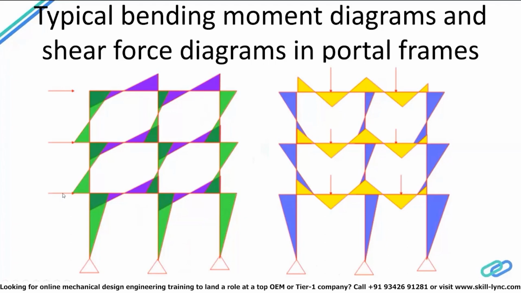This kind of moment diagram is what we typically see in a real life building whenever you apply this load. Whatever I've shown in green is the bending moment developed in the columns, and whatever is in blue is the bending moment diagram of the beam. So that's what we typically see for lateral load. And for gravity load, if we consider all of these floors to be loaded vertically, this is the kind of bending moment diagram we get in the beams.